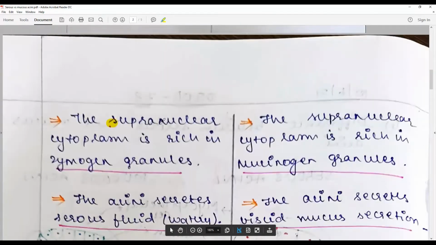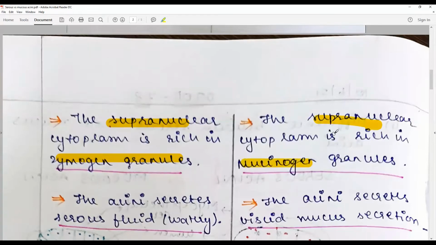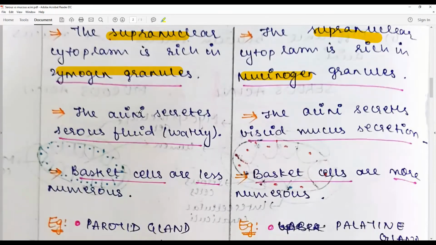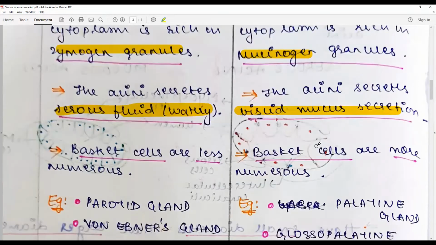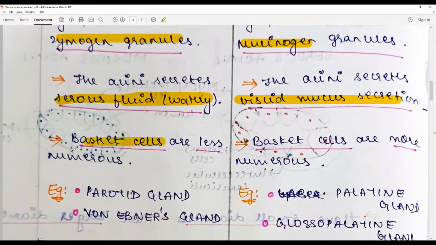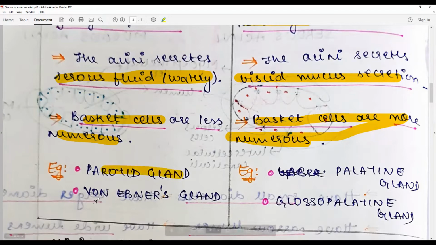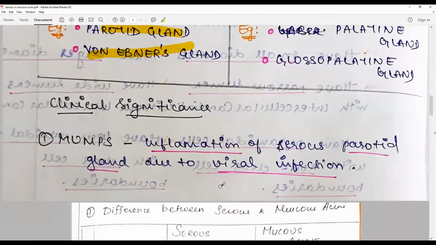The supranuclear cytoplasm is rich in zymogen granules in the serous acini, whereas in mucous acini, the supranuclear cytoplasm is rich in mucinogen granules. Serous acini secrete serous or watery fluids. Here it is viscous mucous secretion. Basket cells, the myoepithelial cells, are less numerous in serous acini. Here they are more numerous because serous fluid flows automatically, whereas mucous has to be pressed out. Give examples: the parotid gland, a major gland, and one minor salivary gland. Clinical significance, again go with bullet points.